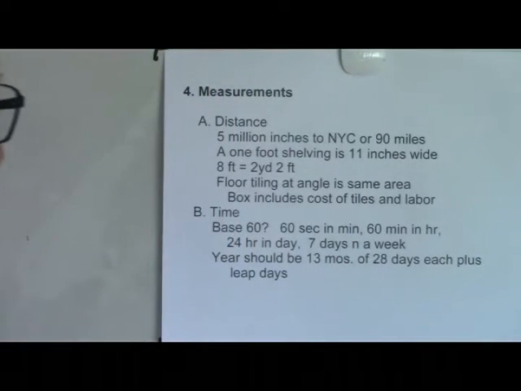Okay, so now we want to look at measurements, and this was something that really surprised me, particularly within our own English system of measurements. So I'm just going to take a few examples of that. If you were going to New York City and I told you it was 5 million inches, you'd have no way of comprehending what that distance is. That turns out to be 90 miles.